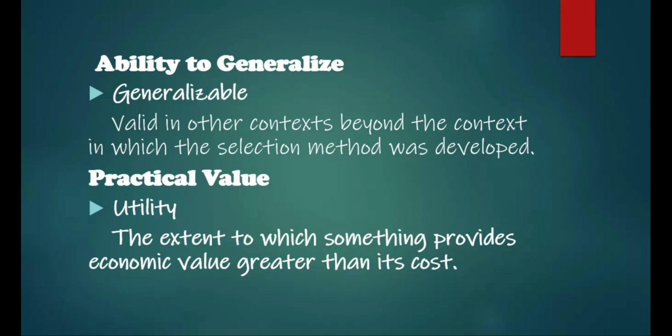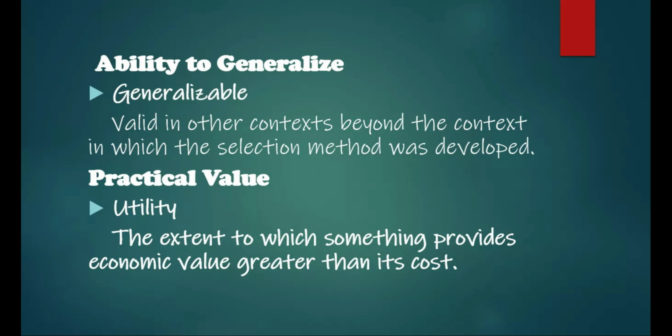Ability to generalize. A test is generalizable if it is valid in other contexts beyond the context in which the selection method was developed. This is one of the main factors that must be assessed in the test. A test should be valid not only in the particular context but in the general context. The selection method will avoid candidates with biased judgment. If the test has this ability to generalize, we can measure selected candidates' multiple skills in one job performance. Also, it is a mark of fair treatment of every job applicant.